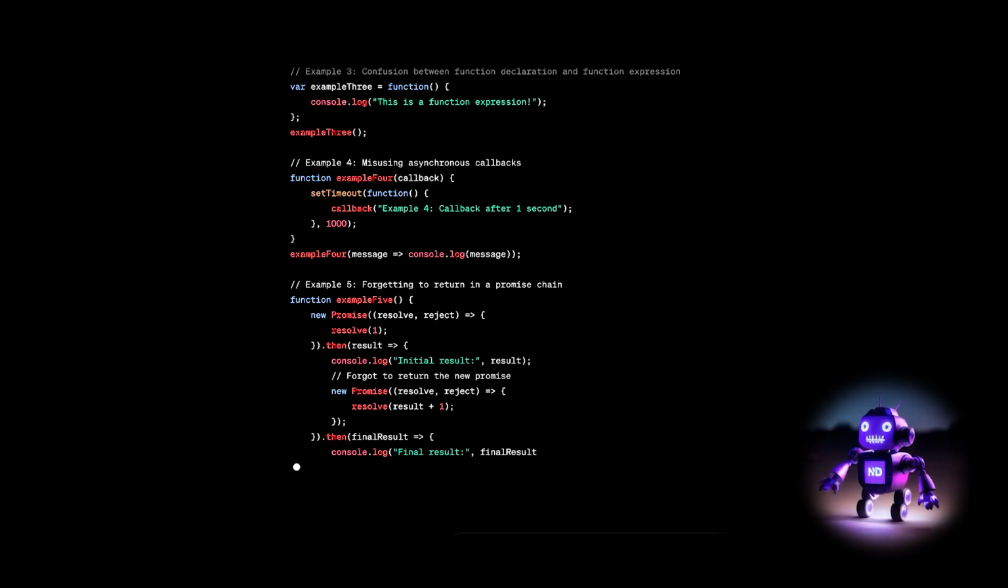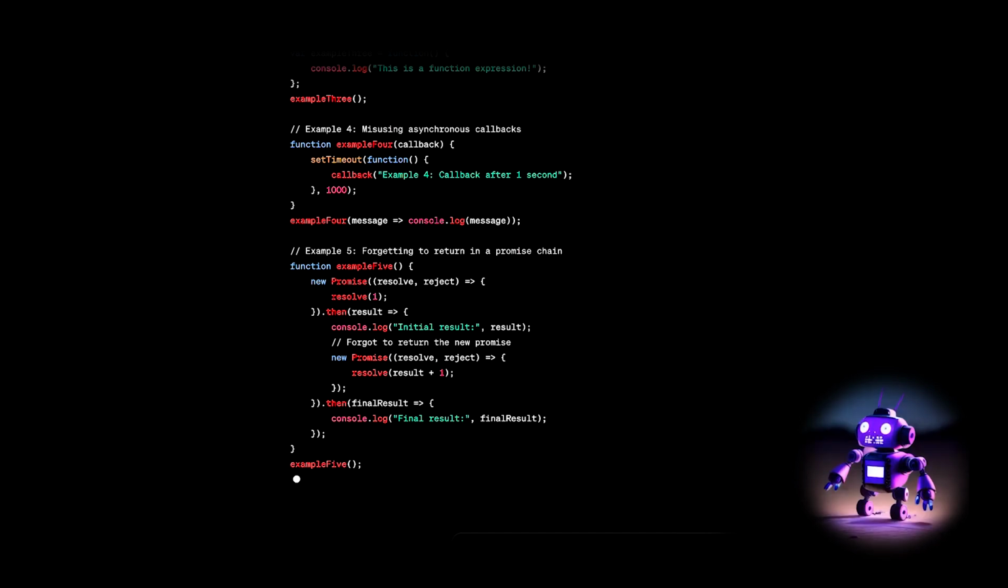In our fifth and final example, the mistake is forgetting to return in a promise chain. When working with promises, each then should return a value or another promise. However, in the example, the new promise created in the first .then method is not returned, leading to undefined being passed to the final .then. This is a common pitfall that leads to broken promise chains and unexpected results in asynchronous JavaScript code.